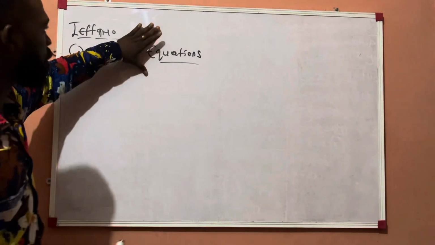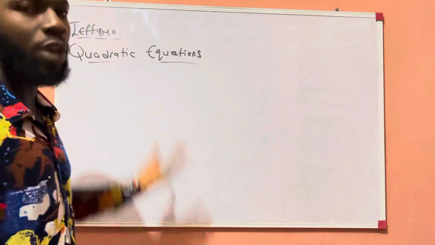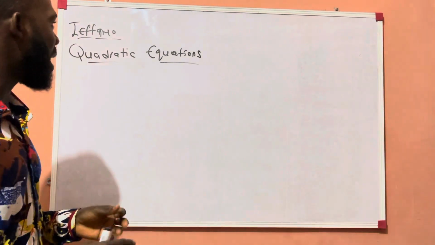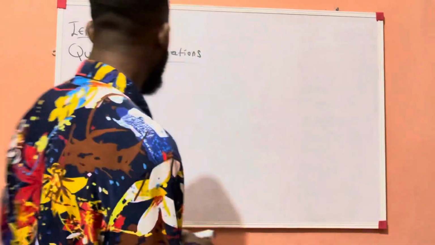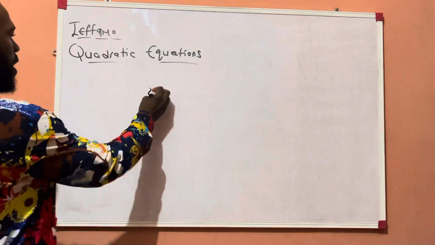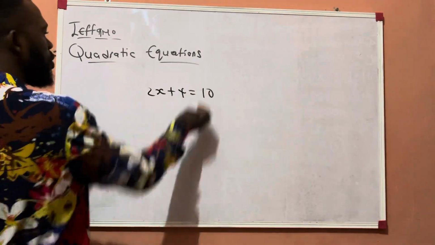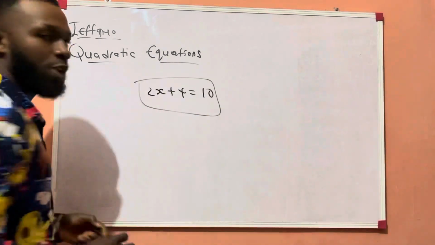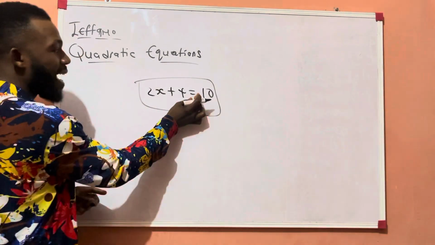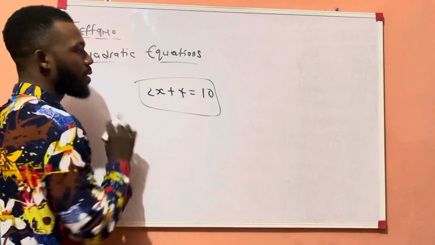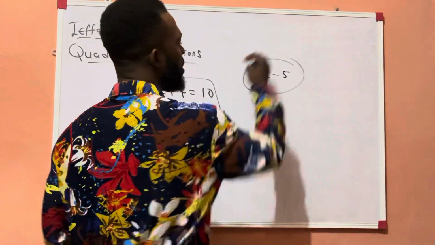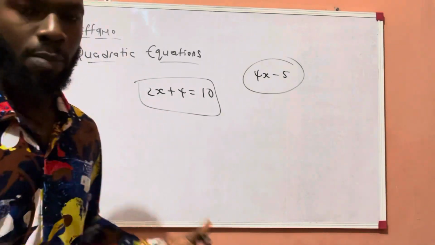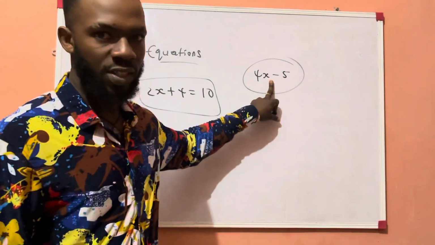First of all, what do you understand by the word equation? Now, an equation is an expression with an equality sign. For instance, when I have 2x plus 4 equals 10, this is an equation. Why? Because there's an equality sign present in it. But when I have something like 4x minus 5, this alone is an expression, because there is no equality sign.